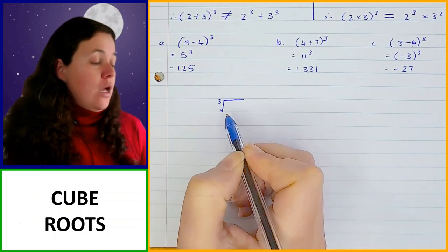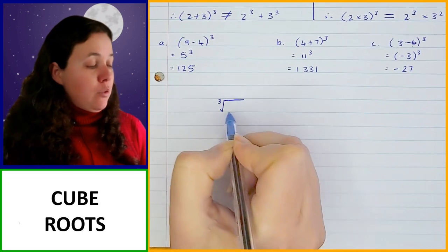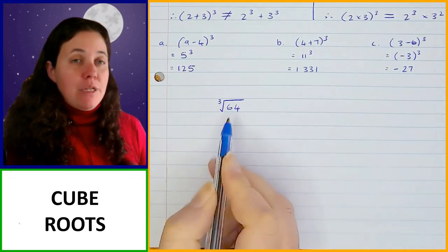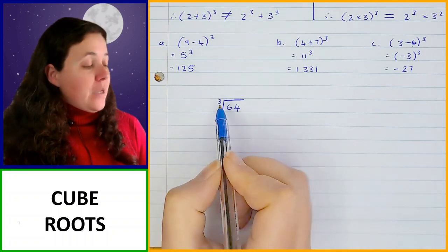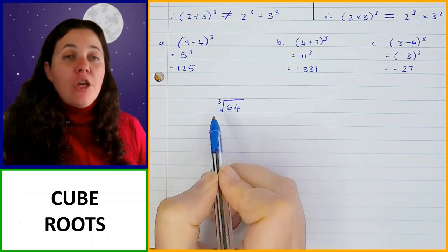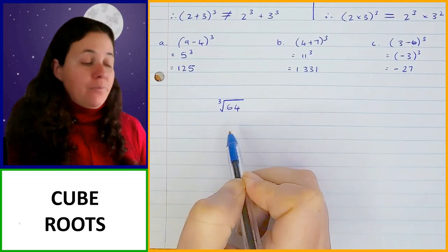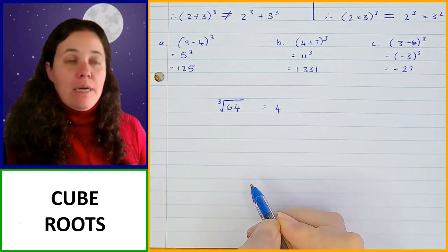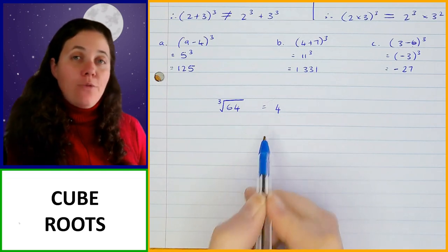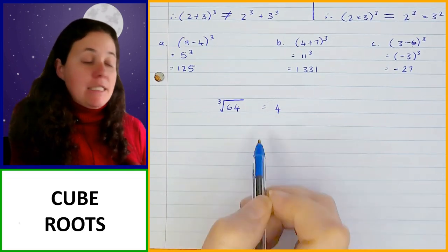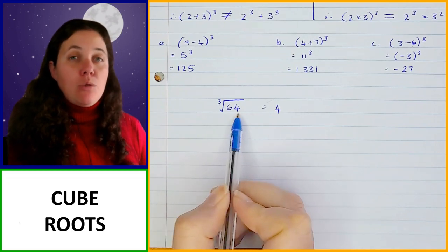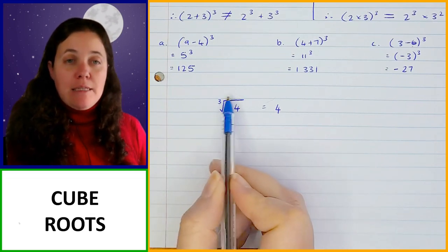So we're looking for the number that was cubed to get what was inside this sign over here, which in this case is 64. So I want to know what number could I have cubed to get 64? And in this case, that number is 4. Okay, so if I cube 4, it's 4 times 4 times 4, that gives me 64. So if I say, what did I cube to get 64? In other words, what is the cube root of 64?